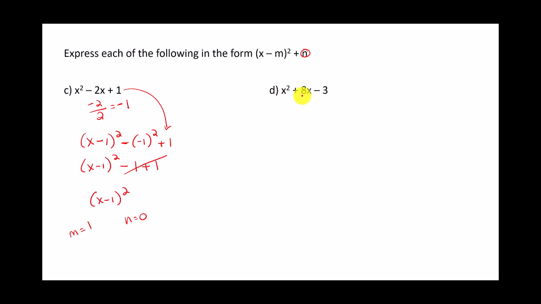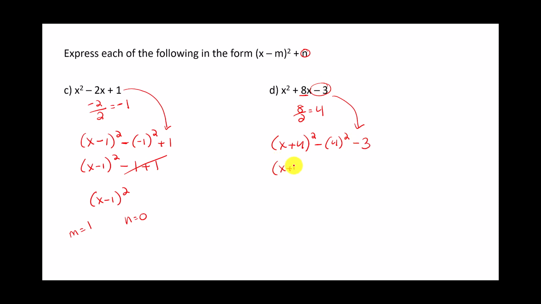Okay, so again, we are going to take this 8, and we are going to divide by 2, and that gives us 4. So we are going to write x plus 4, since it's positive, squared, and then we're always going to subtract that same value squared, and then bring down anything that we have. But since this is a negative, I have to make sure to bring down a minus 3.